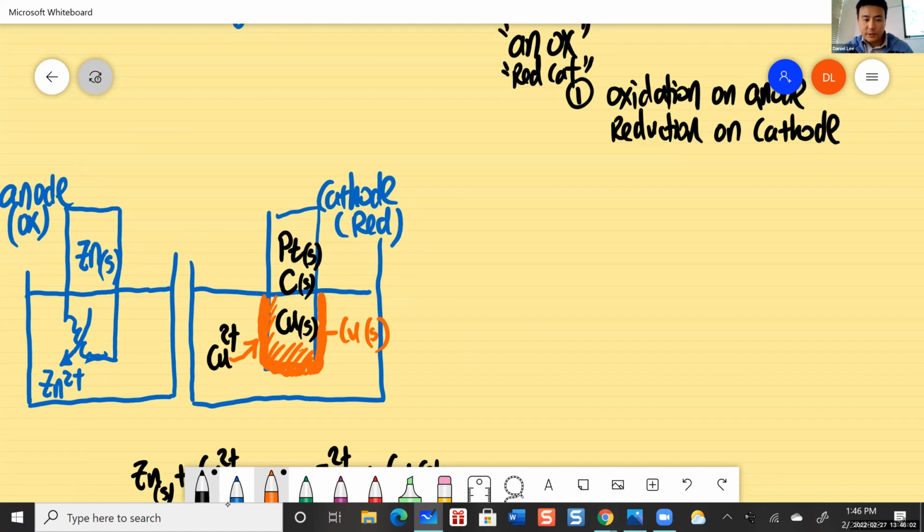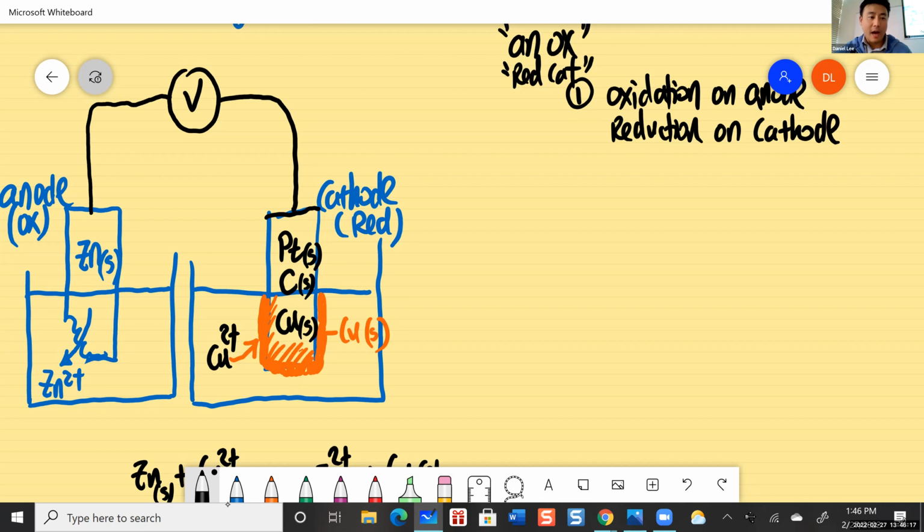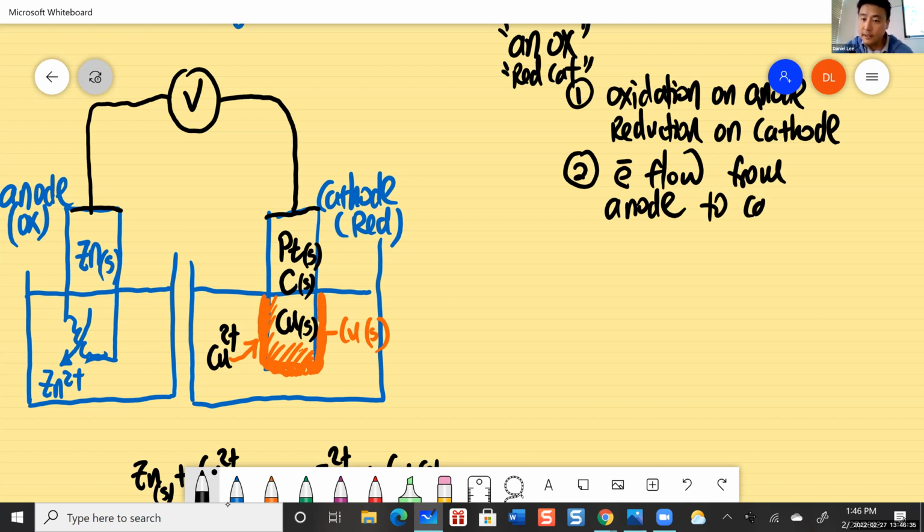Then, in order to have the electrons flowing, you have to use an alligator clip to connect the anode to the cathode. And then usually we pass through a machine called a voltmeter to measure how much voltage is produced. So this is a wire. You use an alligator clip to connect the anode to the cathode. The next thing I want you to remember is that electrons flow from anode to cathode. That's the only direction electrons will flow. And this occurs in the wire, period.